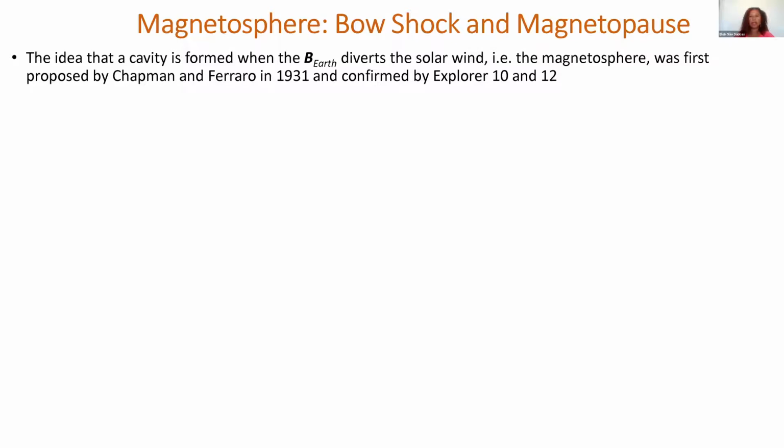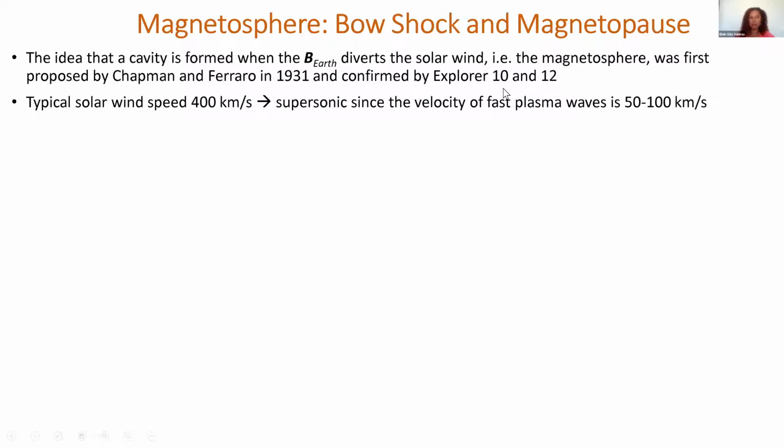So the idea that a cavity is formed when the magnetic field of the Earth diverts the solar wind was first proposed by Chapman and Ferraro. This happened in 1931. And then later on, the satellites Explorer 10 and 12 confirmed their ideas. The first thing that happens is that we have the bow shock, as I mentioned, because the solar wind travels at about 400 kilometers per second, and that speed is supersonic. The fastest plasma waves travel between 50 and 100 kilometers per second, so the solar wind is traveling much faster than fast plasma waves, so it creates this shock region.